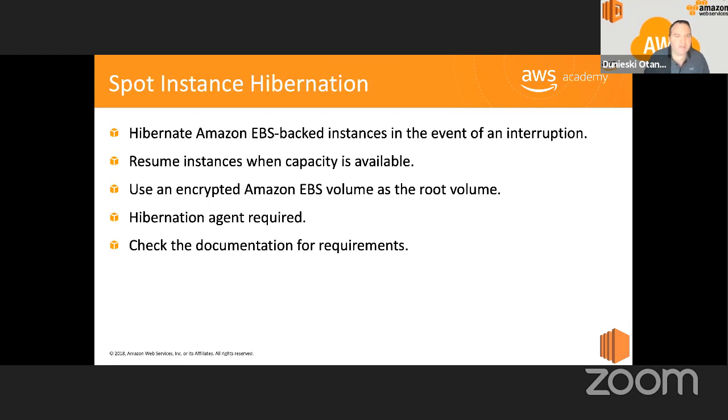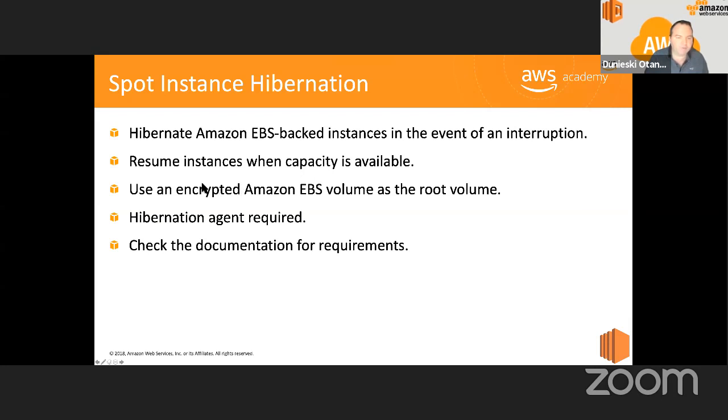So, spot instance hibernation. You can hibernate your EBS backed instances. EBS is Elastic Block Store. When you're backing up your EC2 instance data in Elastic Block Store, if there's any interruption, you can hibernate your instances. That's another state that EC2 instances have, called hibernation. You can resume your instances when capacity is available. You can use an encrypted Amazon EBS volume as a root volume.